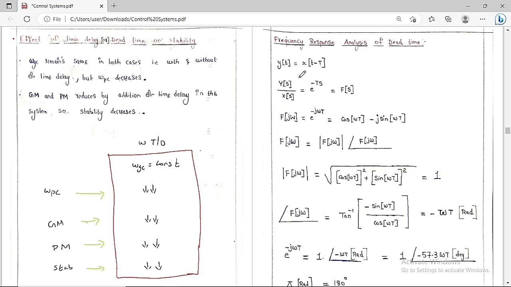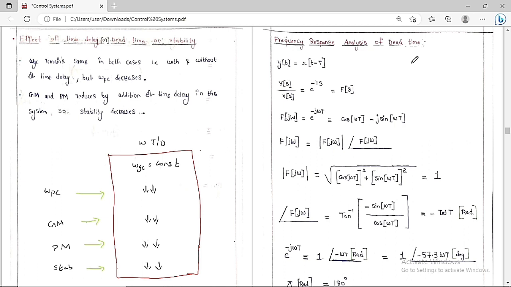So now, the frequency response analysis of the dead time. We are going to do some frequency response analysis of the dead time, in a very detailed manner. As I already told you, what is the meaning of dead time? Even if the input is not equal to 0, the output is still equal to 0 for a small amount of time, then the system is said to have dead time.